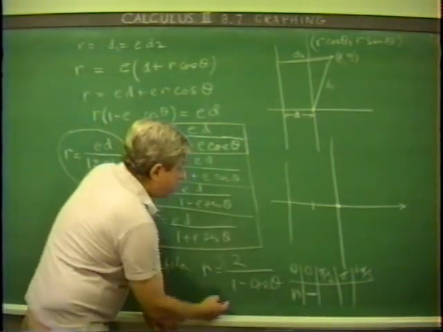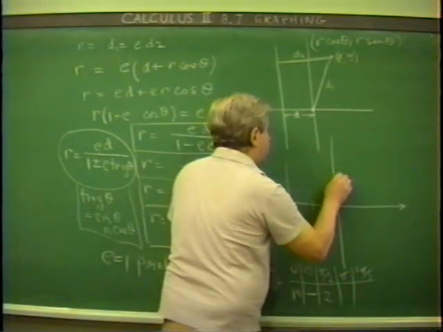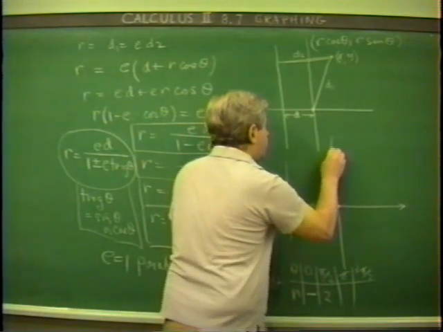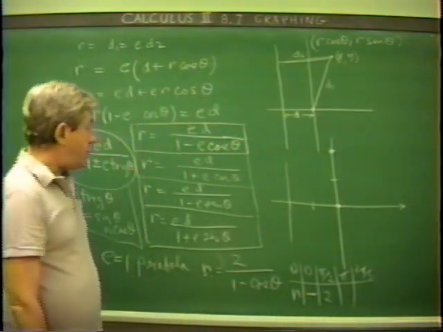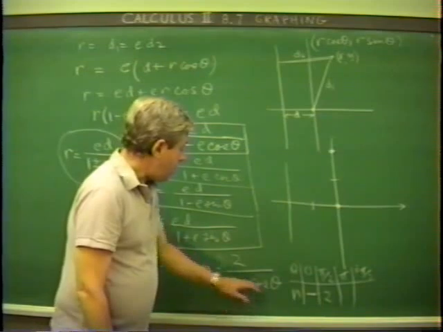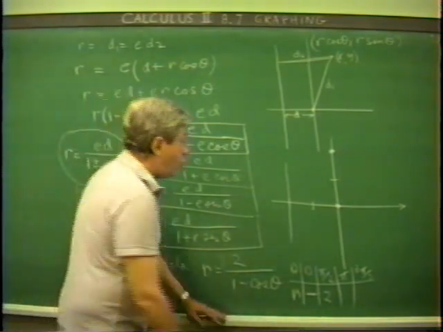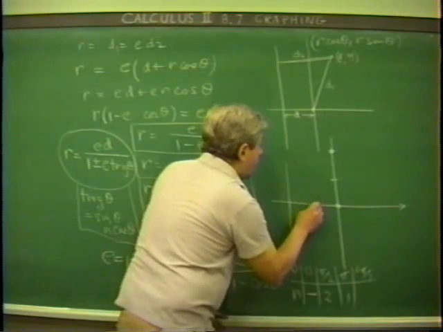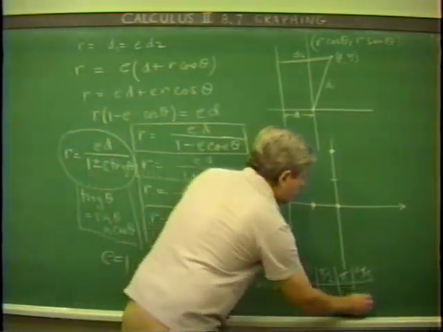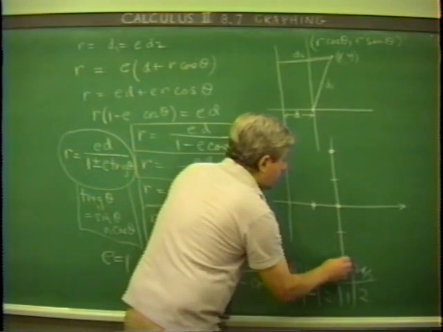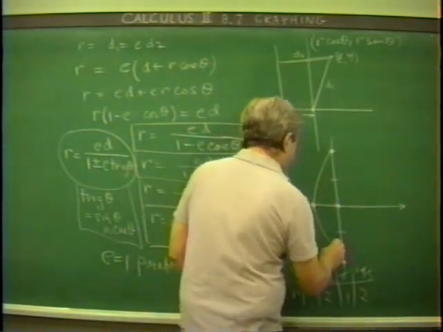When theta is equal to pi over 2, cosine of pi over 2 is 0, so r is equal to 2. So 2 here, when theta is equal to pi over 2, is a point on the graph. When theta is equal to pi, cosine theta is minus 1, so we get 1 minus a minus 1, or 2. 2 over 2 is 1, so the value at pi is 1. When theta is equal to 3 pi over 2, cosine theta is 0 again, so we get 2 here. So here's the point on the graph at 3 pi over 2.